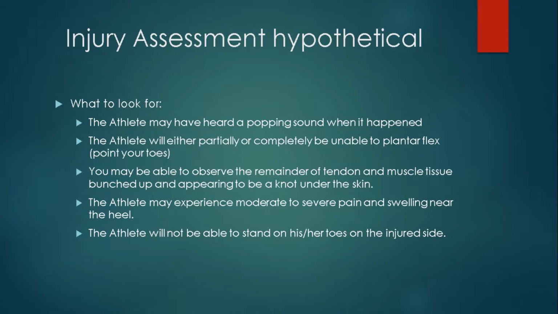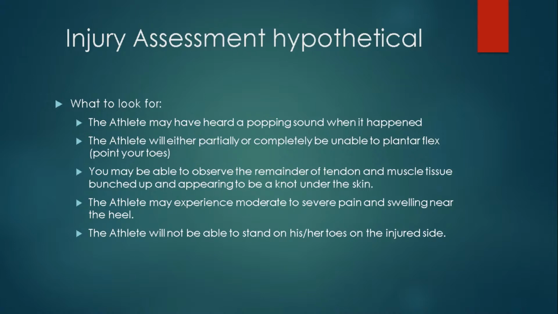Beginning the injury assessment, these are the things you could possibly look for to determine whether or not Mark actually does have a ruptured or torn Achilles tendon. The athlete may have heard a popping sound when it happened. The athlete will either be partially or completely unable to plantar flex. You may be able to observe the remainder of tendon and muscle tissue bunched up and appearing to be a knot under the skin, kind of like a rebound effect.